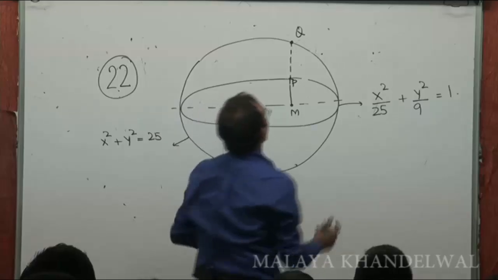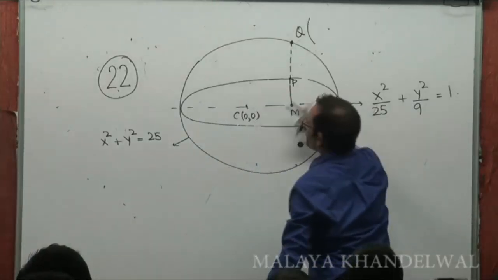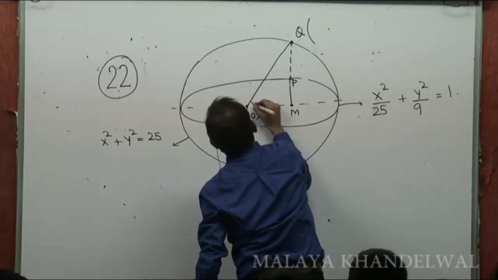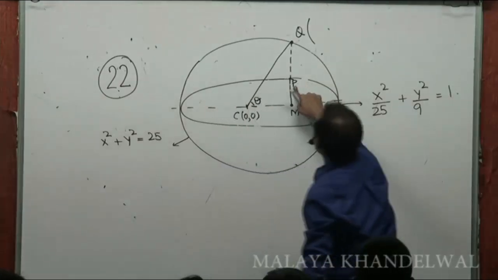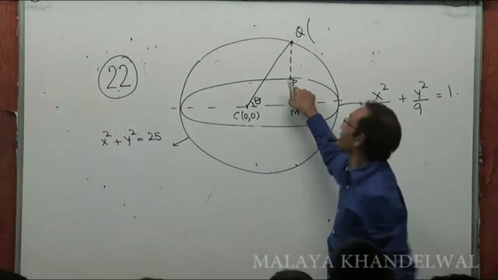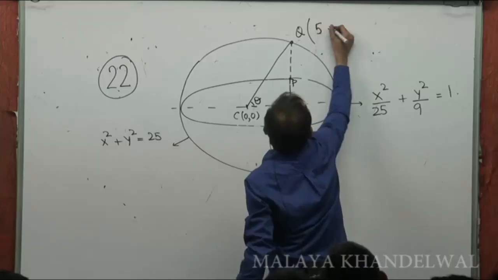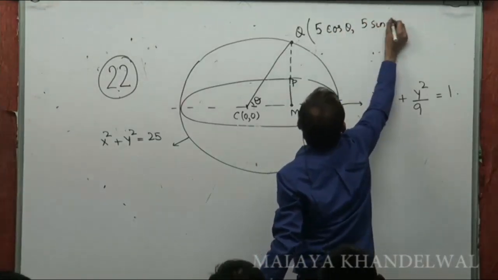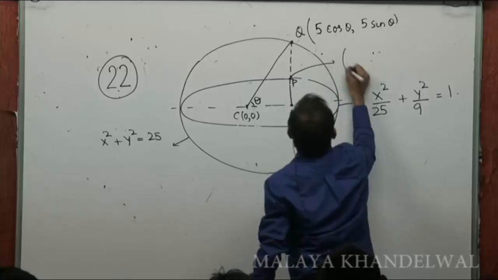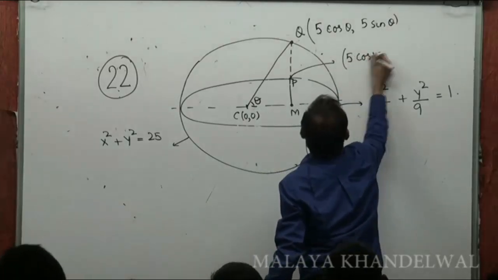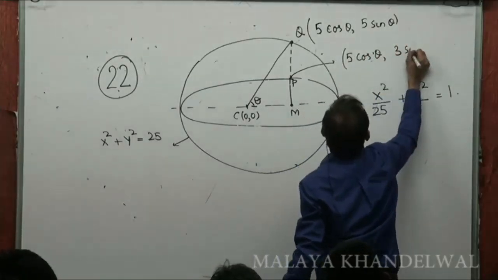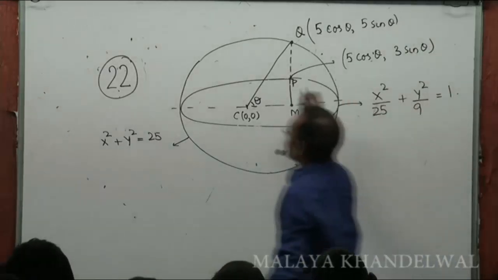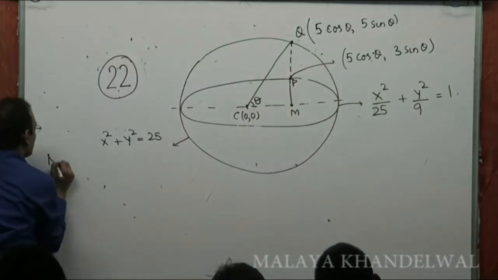Right? Now, what is Q? Q is a point on the circle x squared plus y squared equal to 25. So suppose the polar angle of Q is theta, then the eccentric angle of P will be theta. So if Q is 5 cos theta, 5 sin theta, then P will be 5 cos theta, 3 sin theta. A cos theta, B sin theta. That will be P. Now, what would be the equation of the normal at P?